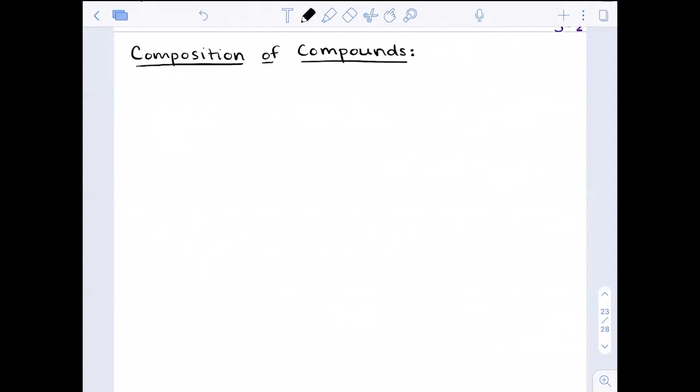For our composition of compounds, one of the main ways to develop the idea of composition is a mass percent. And a mass percent is going to be calculated using the mass of an element divided by the total mass of the compound times 100%.